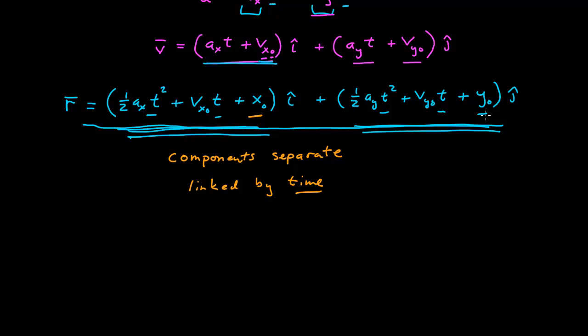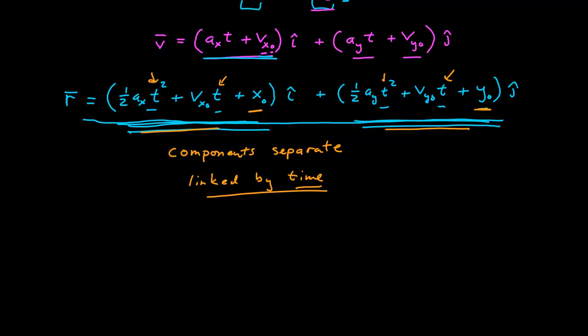While this is only the x position and this is the y position, which are separate components, this time is the same everywhere. And so you can establish relationships between the x and the y components through the way they share the time variable. All right. So now let's take a look at a graphical representation of this motion.